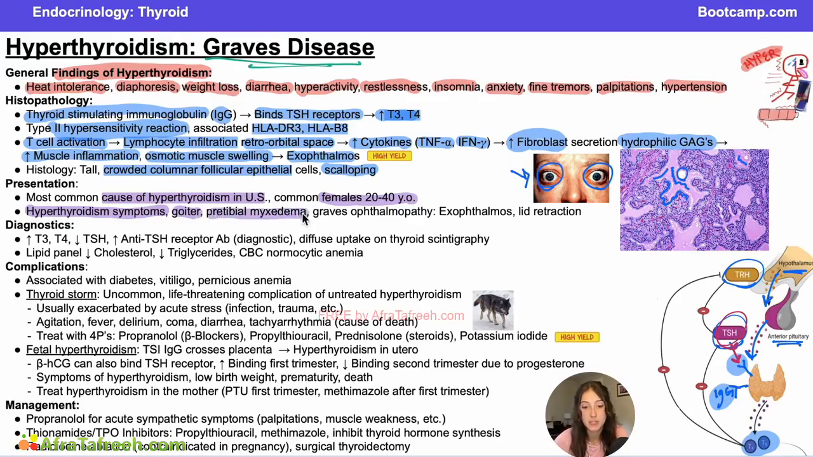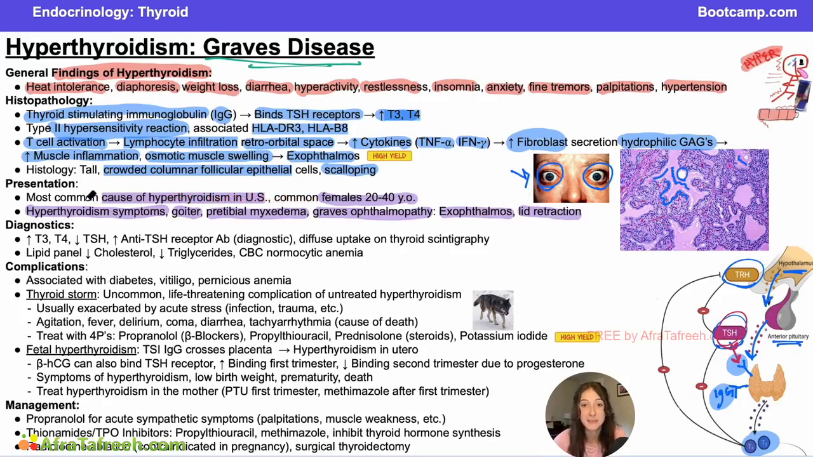We also might see pretibial myxedema, so usually that redness or skin discoloration on the front of patients' shins. We can see the Graves' ophthalmopathy, and that is a combination of the exophthalmos that we just talked about, as well as lid retraction, and that creates this characteristic look in the eyes of patients who have Graves' disease.